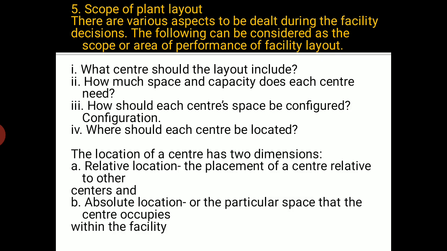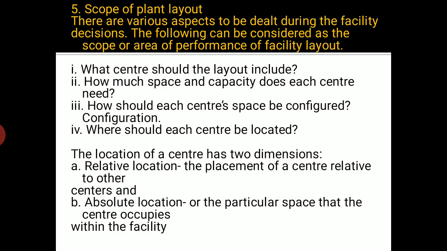Suppose 5 main centers are there in my factory, then I need to see what space is required by each function there. Suppose one important center may need the space of 1 acre, or maybe the 1 acre space may be divided into different square feet, so that we can make the arrangement properly. That is why how much space and capacity each center needs is also one of the areas of work.